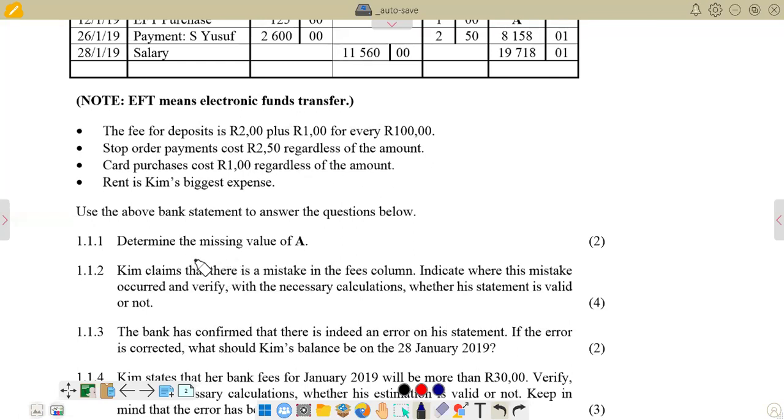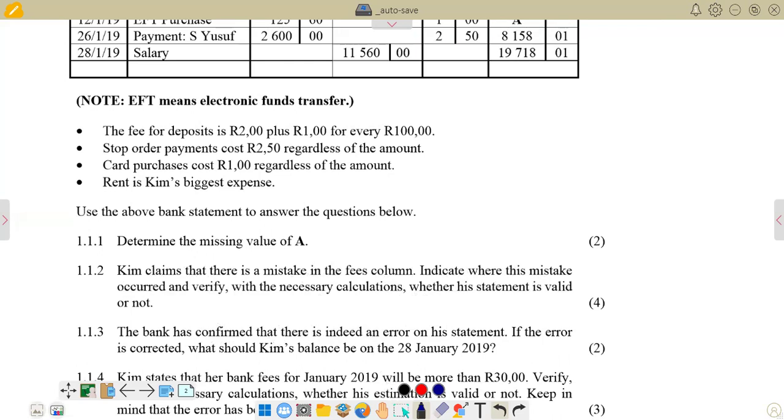Then if you go to the second part of the question, 1.1.2, it reads, Kim claims that there is a mistake in the fees column. Indicate where this mistake occurred and verify with the necessary calculations whether the statement is valid or not.